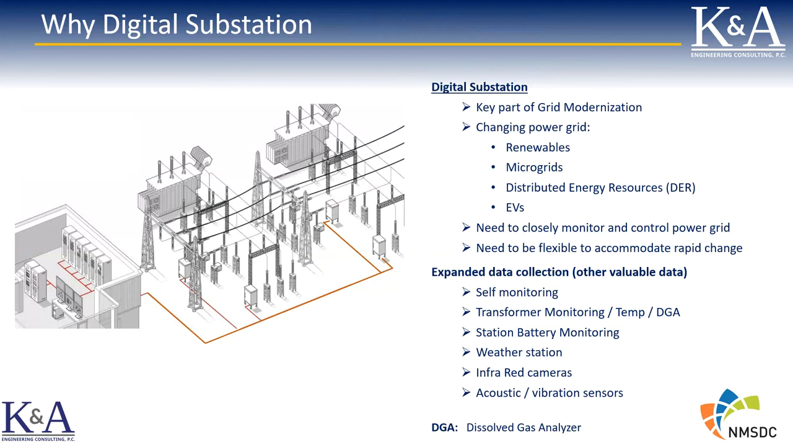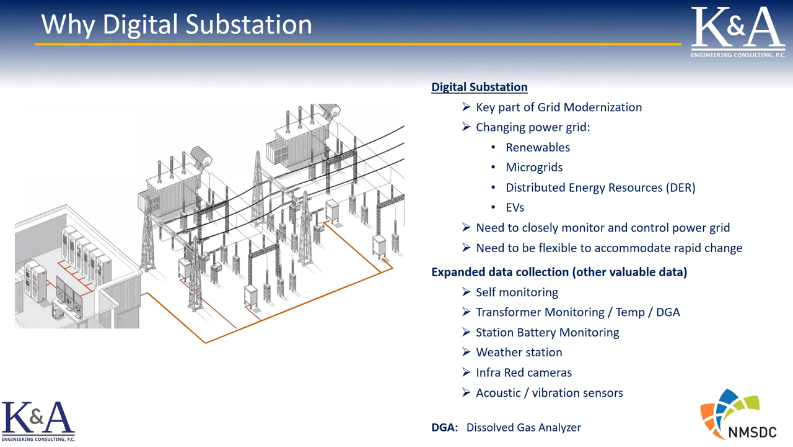So the changing power grid creates a couple of issues. One of them is that the protection of the grid becomes much more challenging, because now it's not just the power station that controls all the power flow. There are all kinds of power flows going on in the network because of all these other resources that are being connected. So protection becomes more challenging.